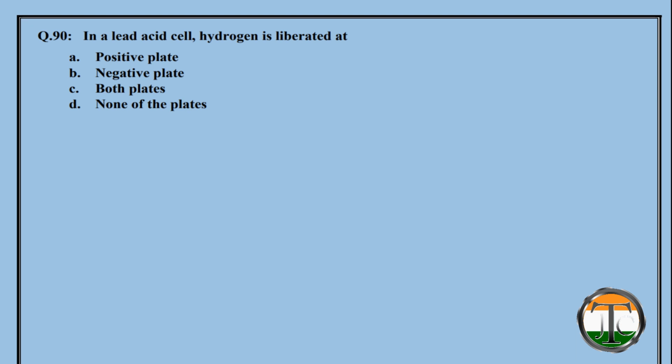So in this question, in lead acid cells, hydrogen is liberated at both plates, that is positive plates and negative plates. So here option C is the right answer, that is both plates.